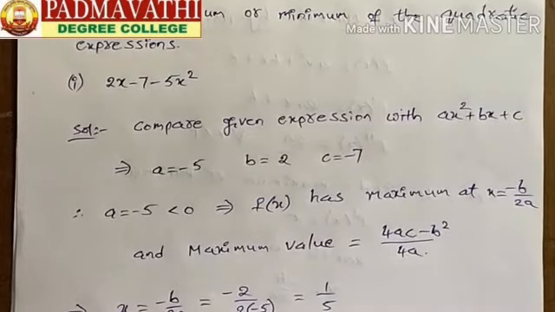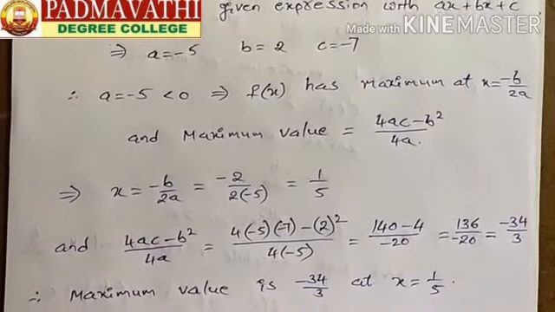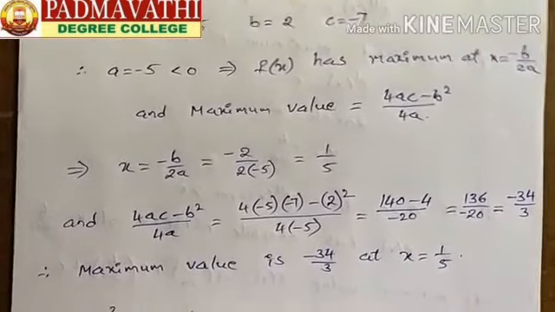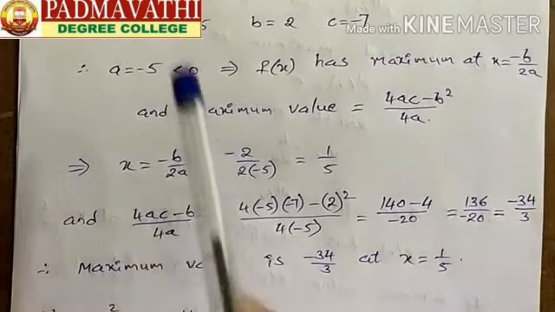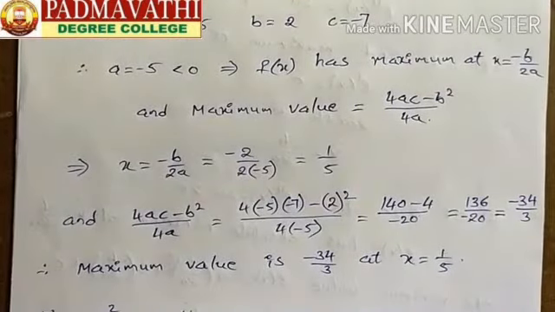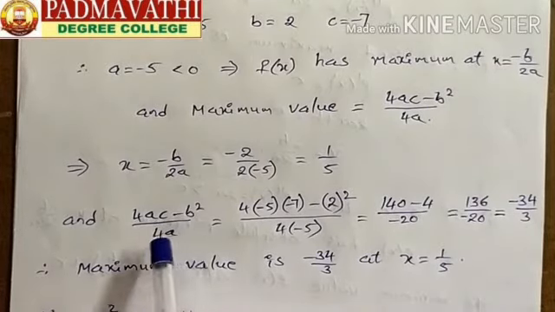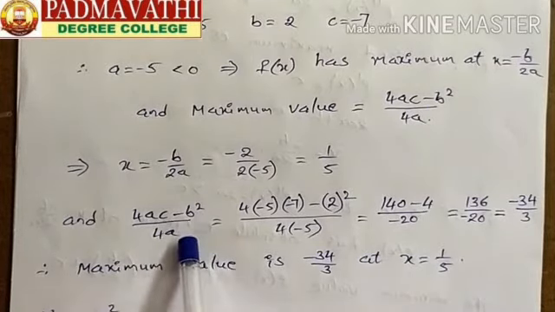Now we can find the x value first. So x equal to minus b by 2a, we can substitute the a, b, c values here. So minus 2 divided by 2 into minus 5, which is equal to 1 by 5. So at x equal to 1 by 5, f of x has the maximum value. That maximum value I am going to find out now. 4ac minus b square by 4a, I am going to find now.